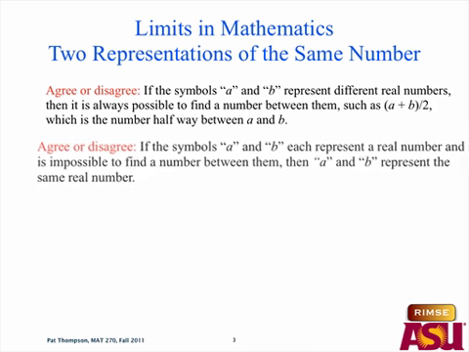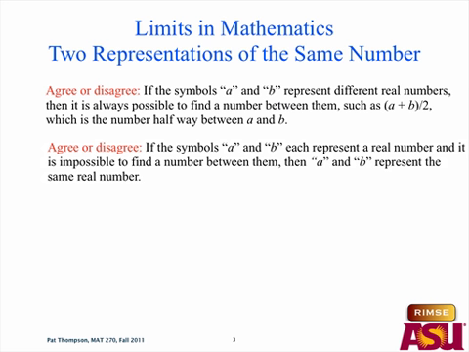Agree or disagree? The symbols A and B each represent a real number, and it's impossible to find a number between them, then they must be the same number. So if A and B each represent a real number, and you can't find a number between them, they must be the same real number. Agree or disagree with that? Correct. Agreed.